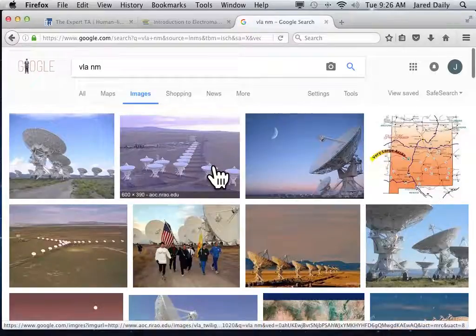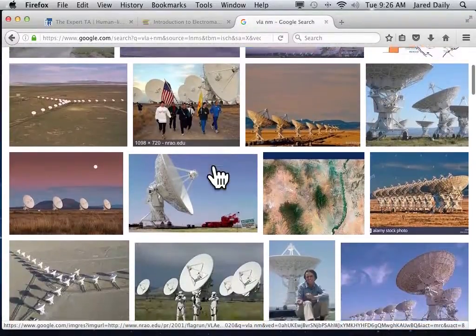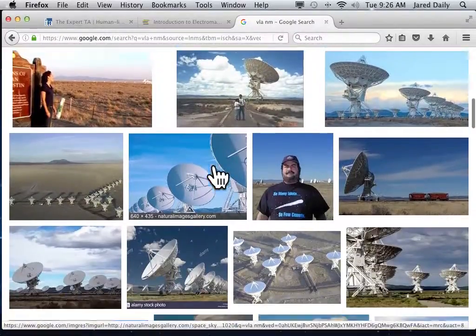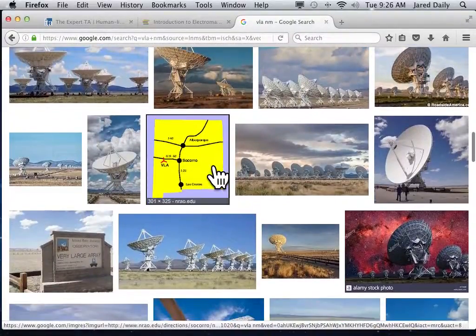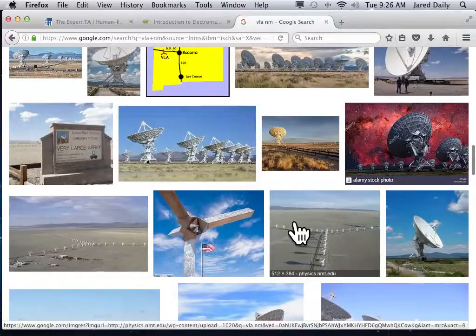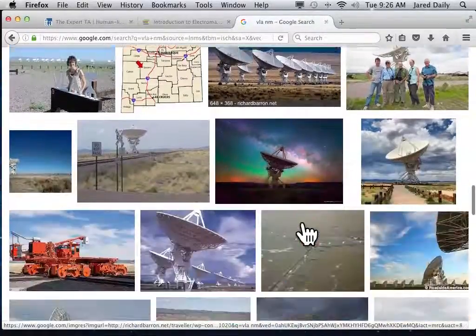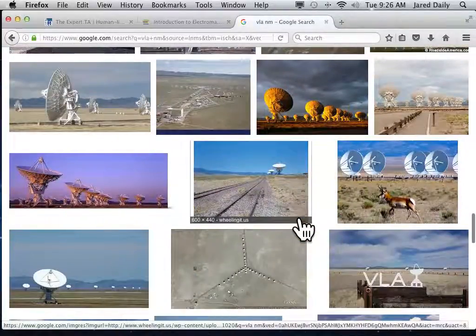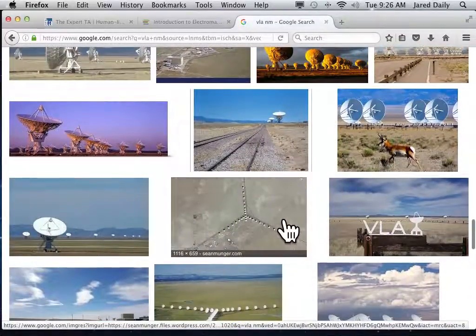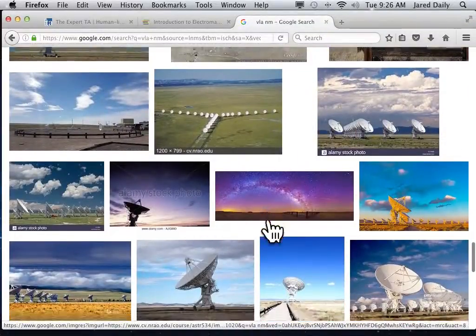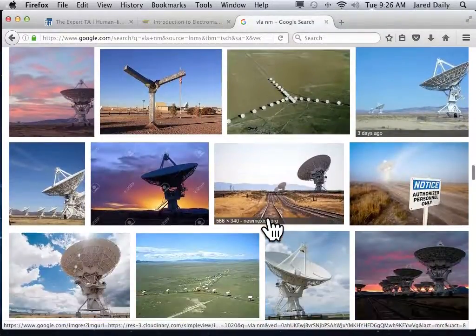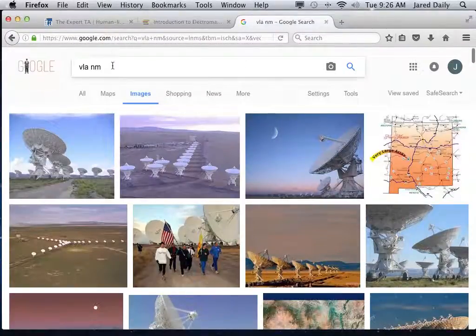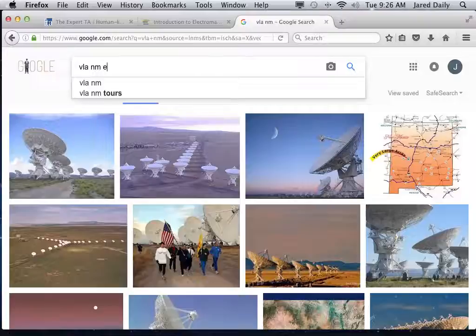Here is an installation in New Mexico called the Very Large Array. You can't really see how big it is in most of these pictures, unfortunately. I wish they had a really big picture of it. Very Large Array, New Mexico. Expanded.